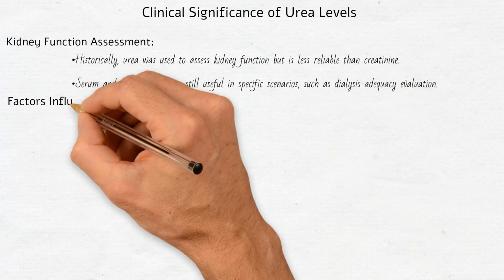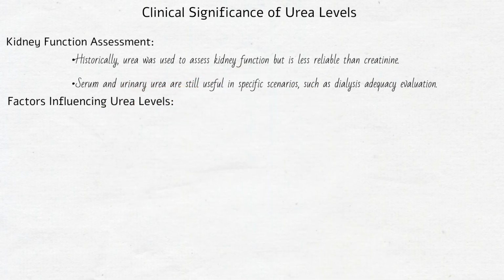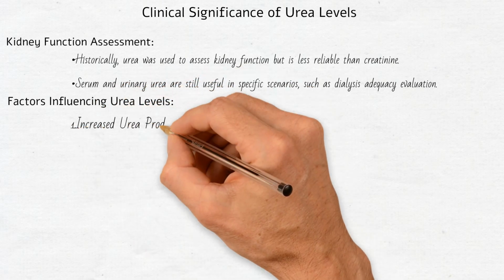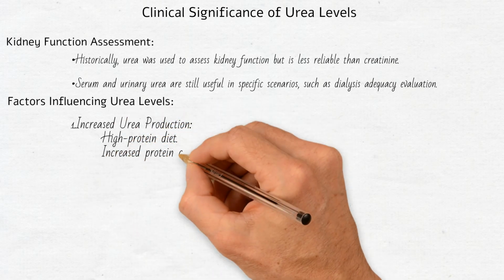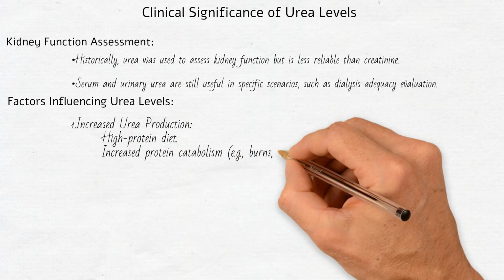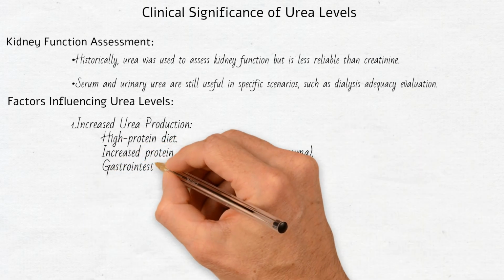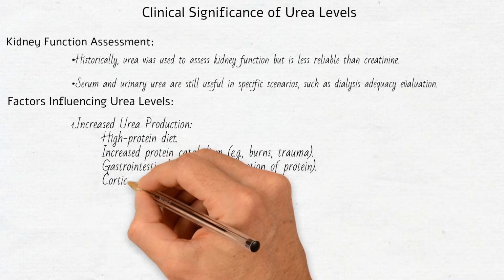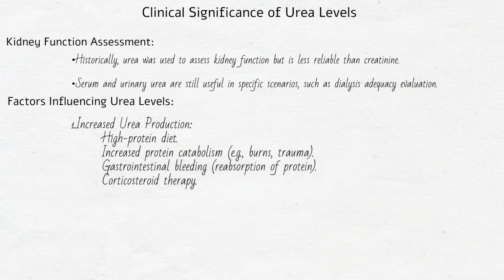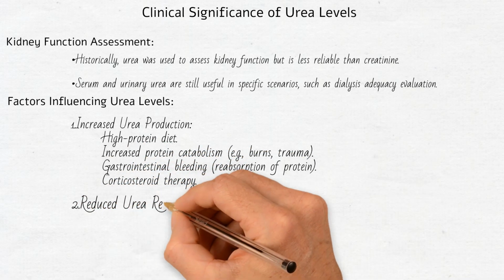Factors influencing urea levels. 1. Increased urea production. High protein diet. Increased protein catabolism, e.g., burns, trauma. Gastrointestinal bleeding, reabsorption of protein. Corticosteroid therapy. 2. Reduced urea removal.